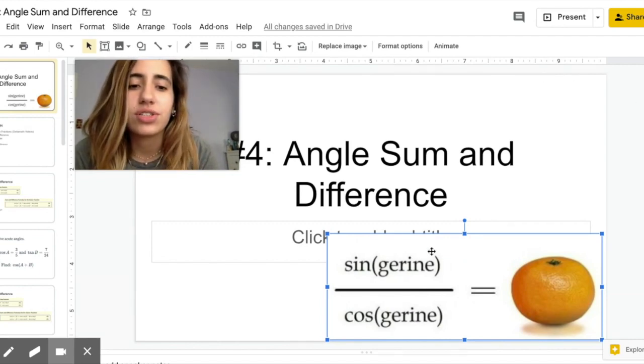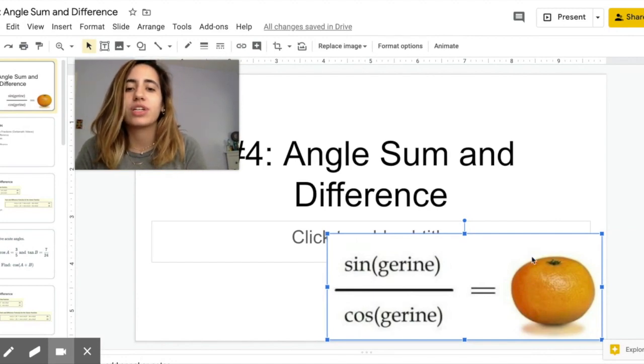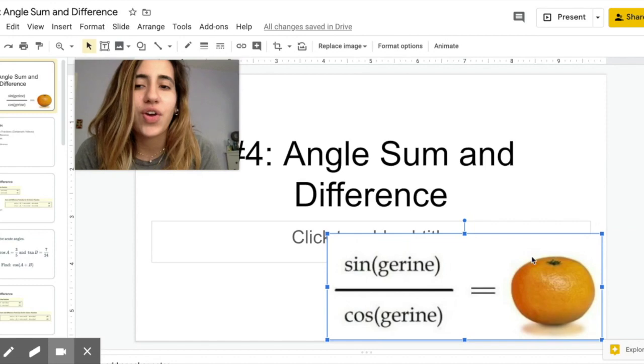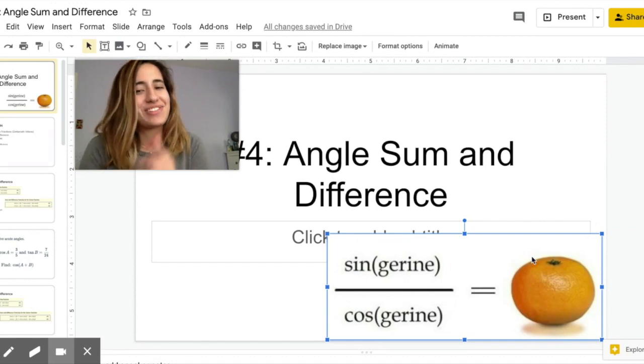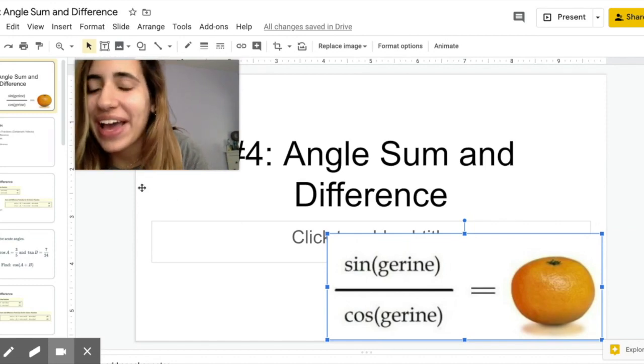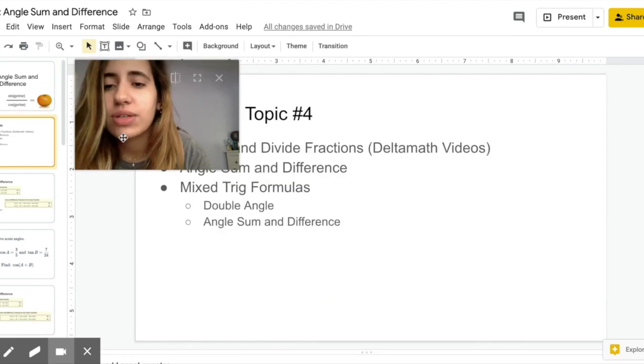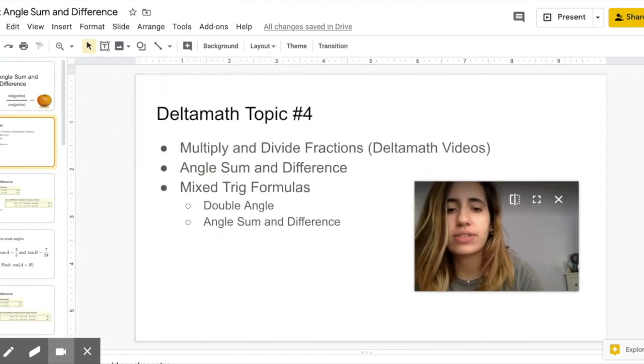I'm going to draw your attention to my little drawing right here, my little picture. A sine gerene over a cosine gerene is a tangerine. Anyway, let's jump in to exactly what we are talking about today.